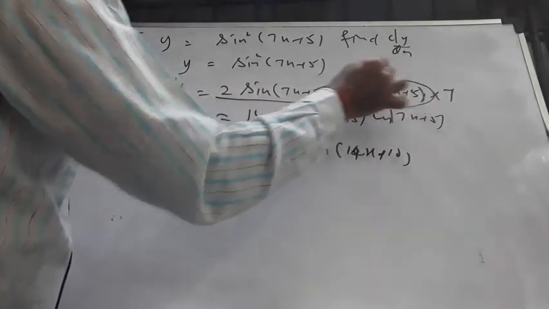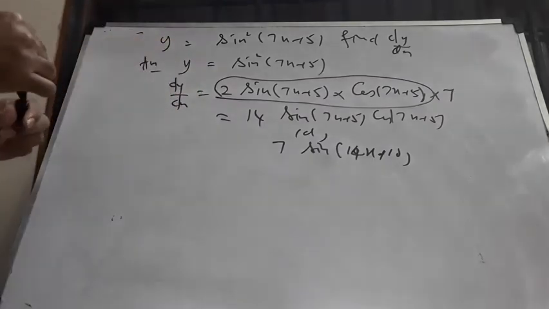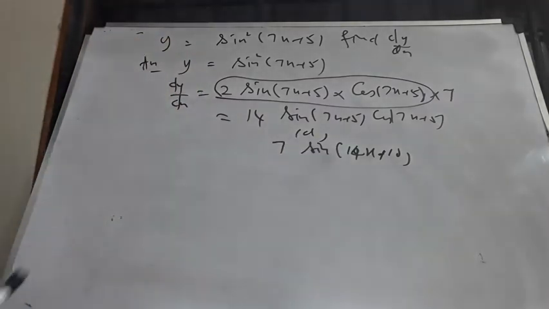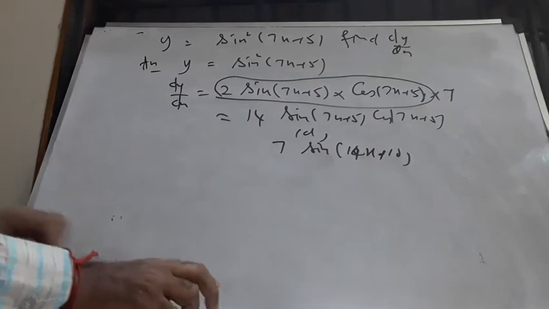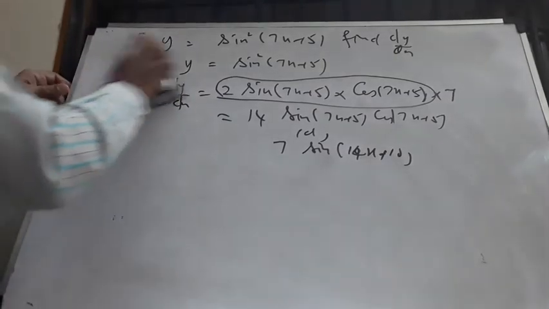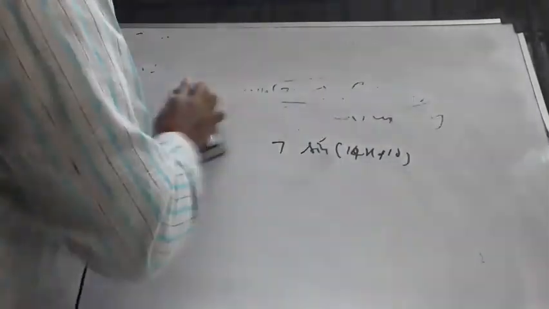These two can be grouped, these three can be grouped, and I can write it as sine 2a. It becomes sine 14x plus 10. I think it's clear. Okay. It is application of chain rule. It's just application of chain rule.